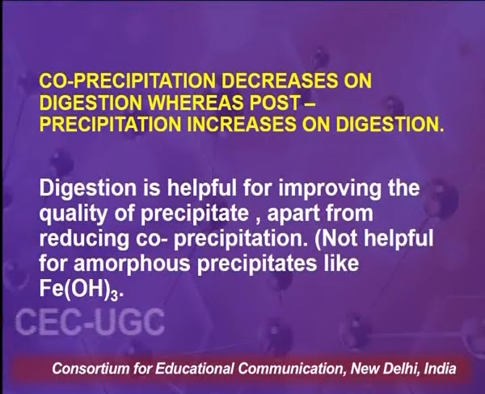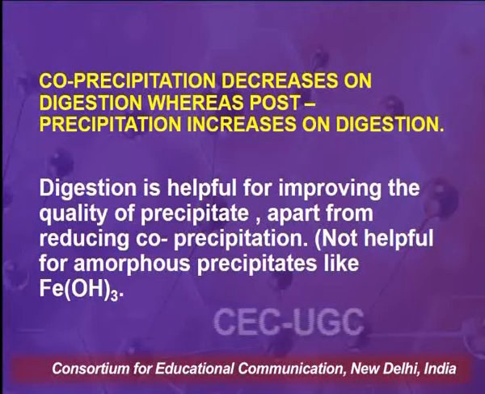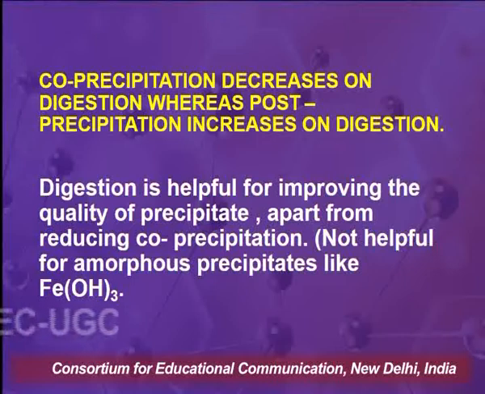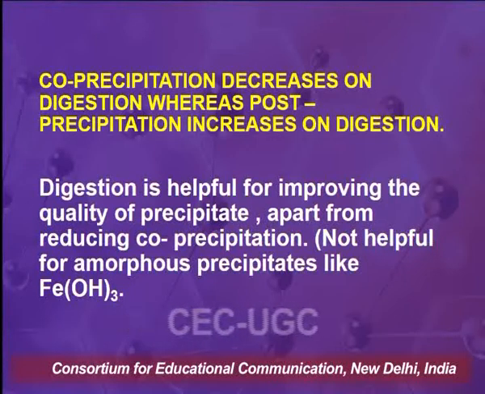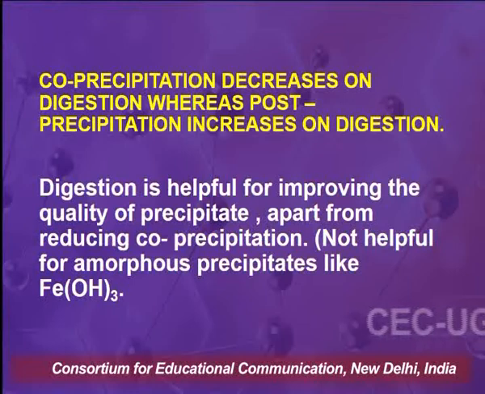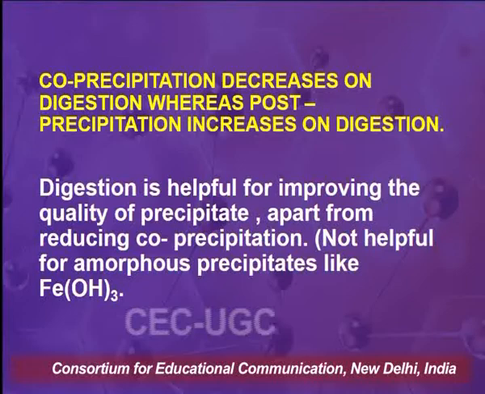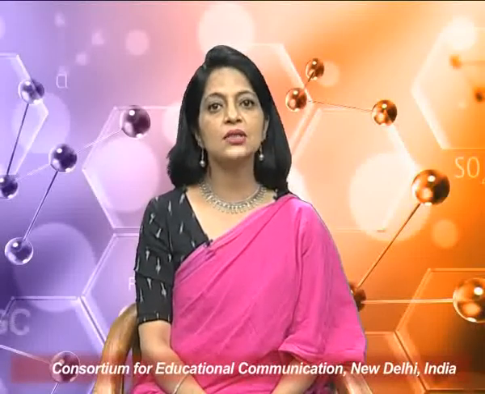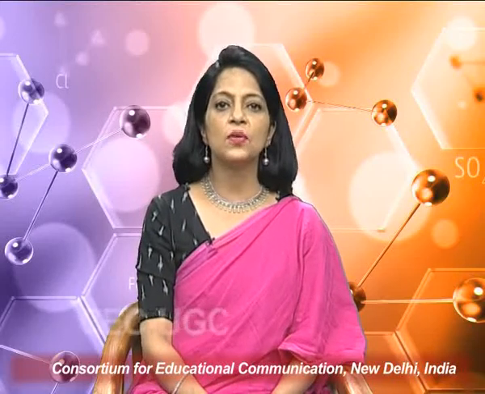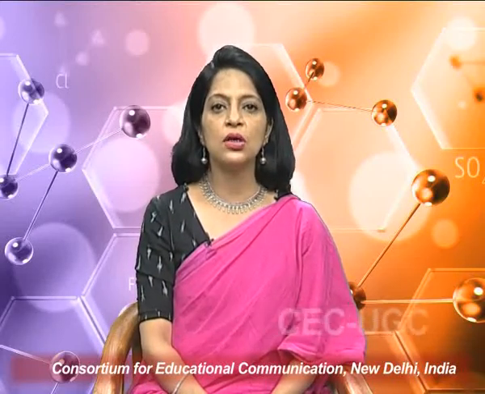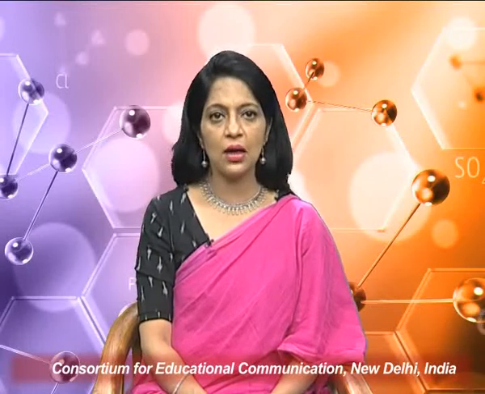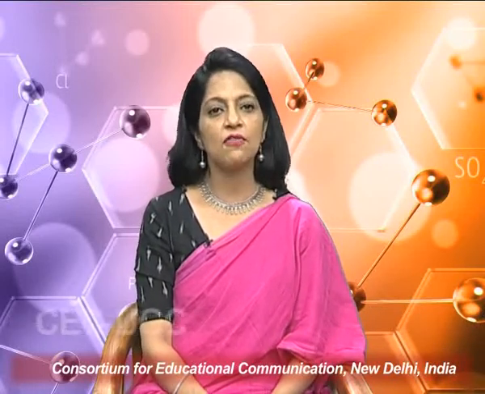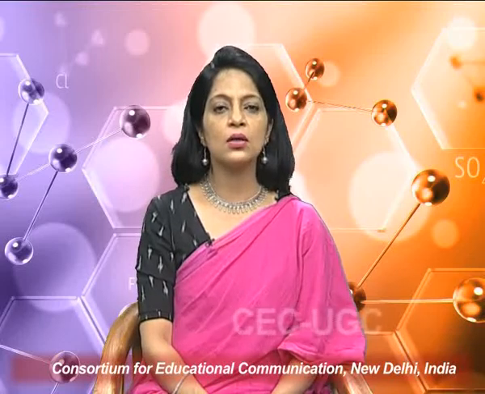Co-precipitation decreases on digestion, whereas post-precipitation increases on digestion. As we have just seen, digestion is carried out by keeping the precipitates overnight or heating them on a water bath or steam bath for around half an hour. So, if we keep the precipitates overnight, then it increases the risk of post-precipitation, but co-precipitation decreases. Digestion is helpful for improving the quality of the precipitate apart from reducing co-precipitation, but it is not helpful for amorphous precipitates like ferric hydroxide. It is only useful for crystalline precipitates.